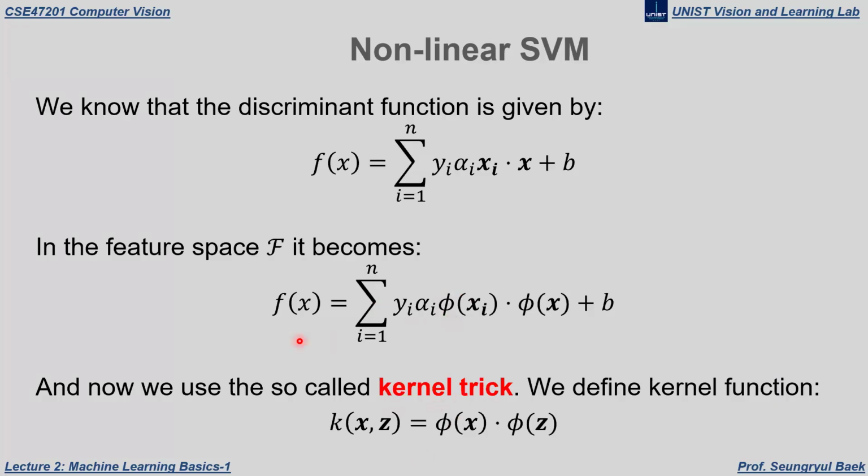All the other things are similarly obtainable. All the W and P can be optimized similarly, and even finding margins can be similarly optimized, but only this part can be changed. So we call this the kernel trick.